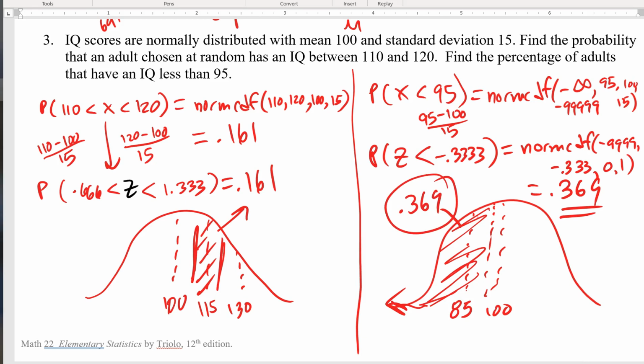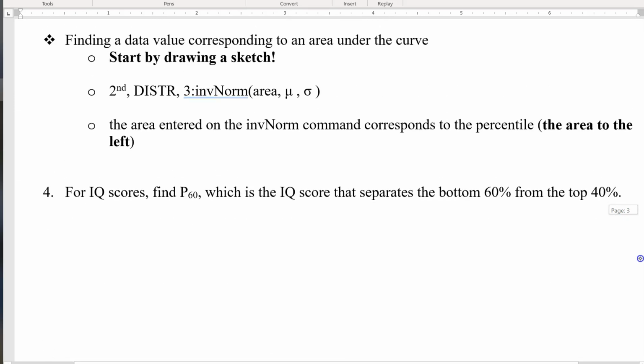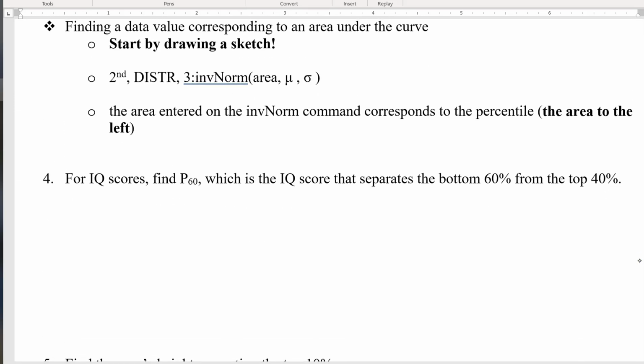Okay? All right, so that's basically it. For the first half of 6.2 and 6.3, they're going to give you scores and ask you to get a percentage. What we're going to finish this with now is what happens if they give me a percentage and they want a score. So we're going to be using the same kind of sets of data, but they're going to be giving me a percentage and they want a score.